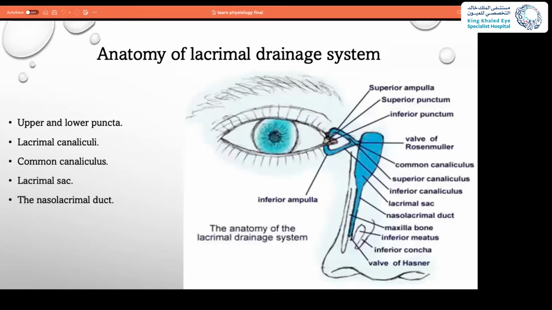For the drainage system, I'm pretty sure almost all of you know that it's divided into upper and lower puncti, connected to lacrimal canaliculi, and both connected in some patients to the common canaliculus, then draining to the lacrimal sac, then the nasolacrimal duct system.